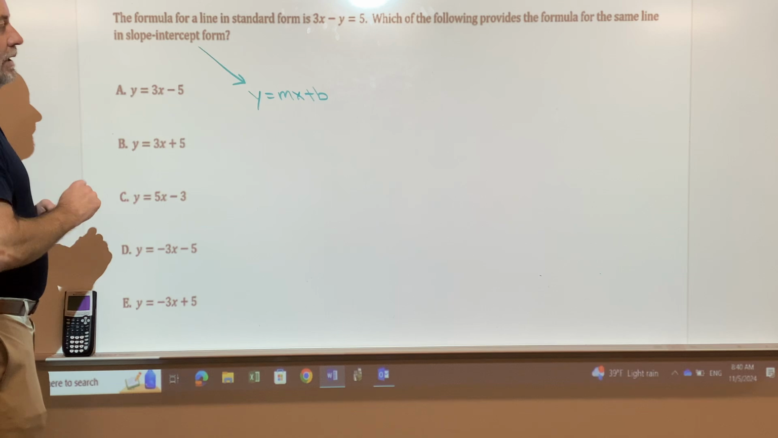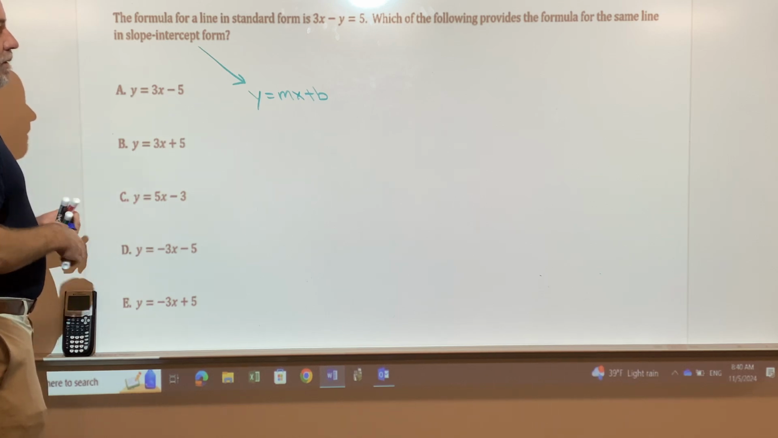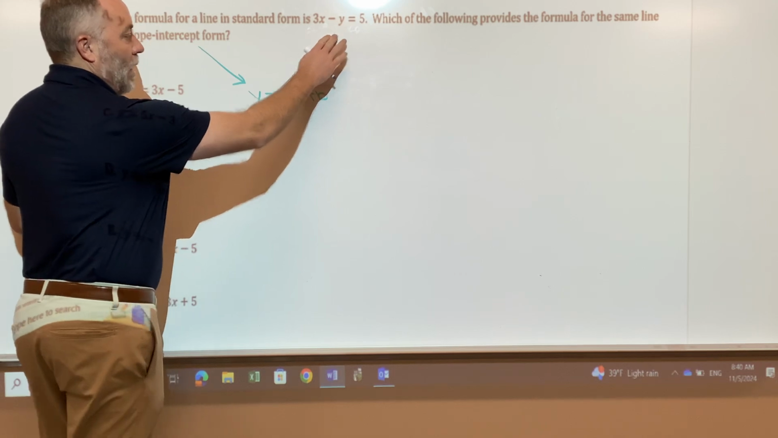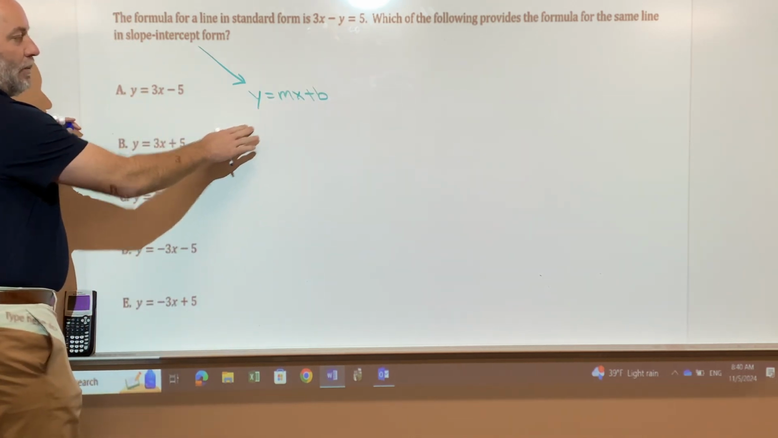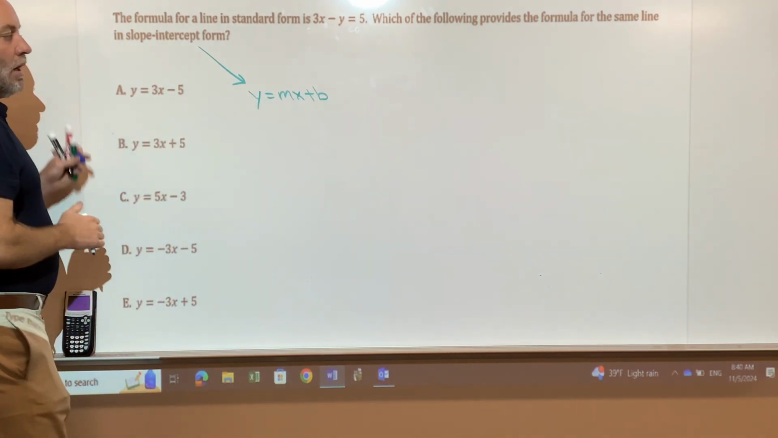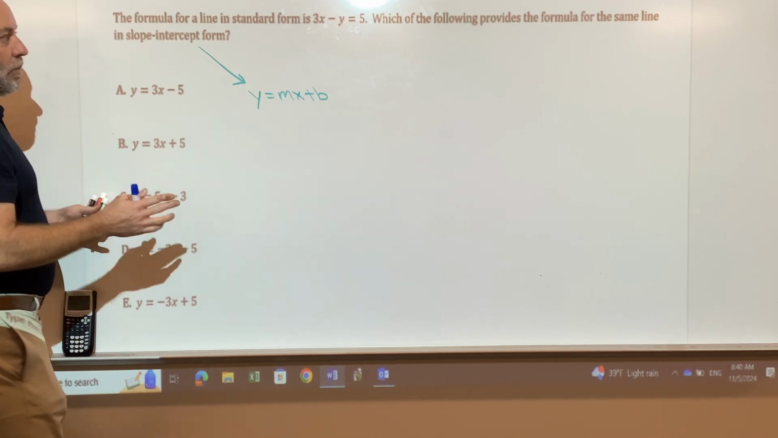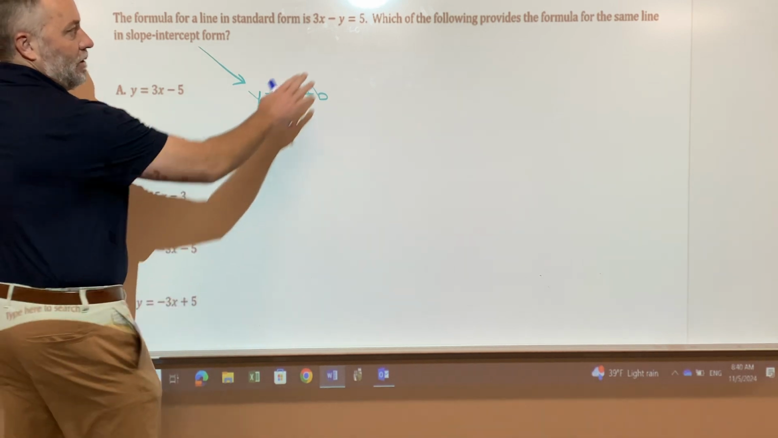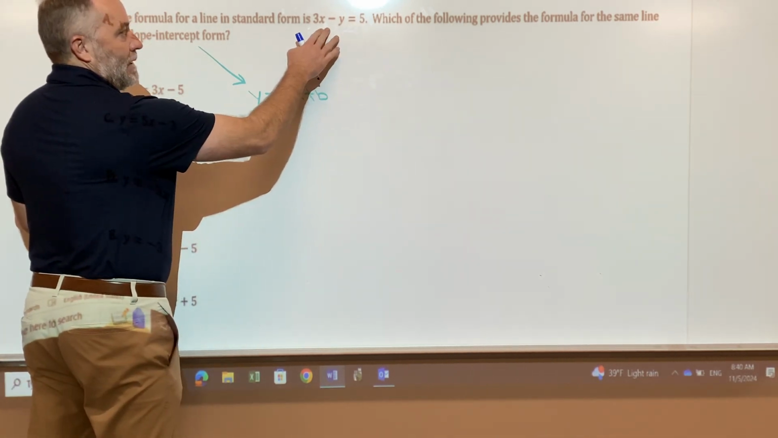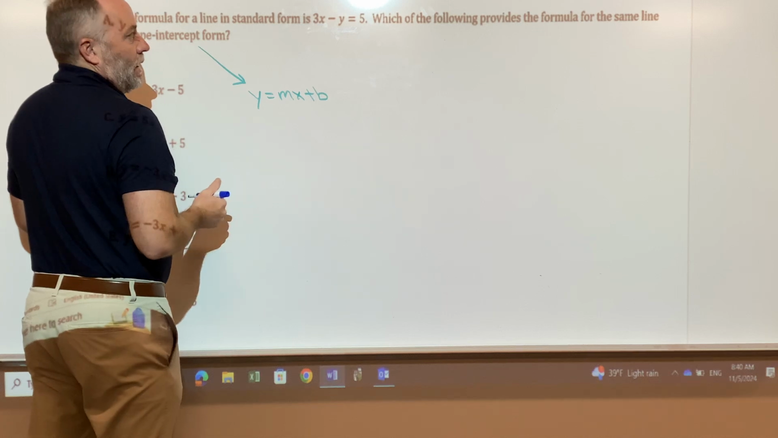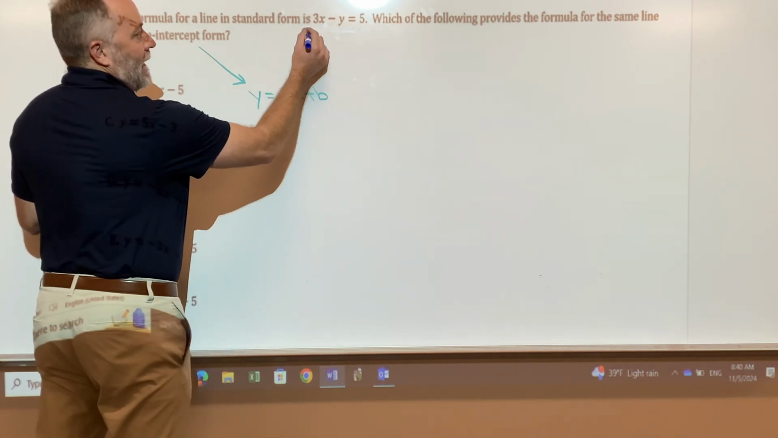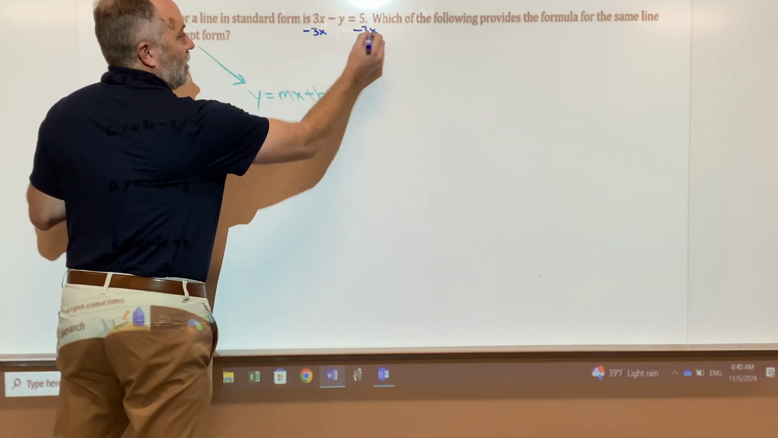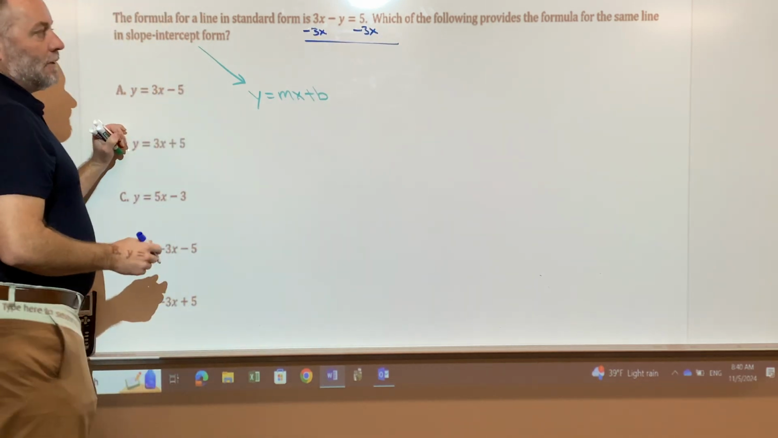But what we really need to do to answer this question is just rearrange, use our algebra to get y by itself, because in slope-intercept form, y is alone on one side of the equation. So we have some options, and we've got to be careful that we keep everything straight, but let's just try to get y by itself here. One thing we could do is move this 3x by subtraction to the other side. So we'll subtract 3x from both sides.